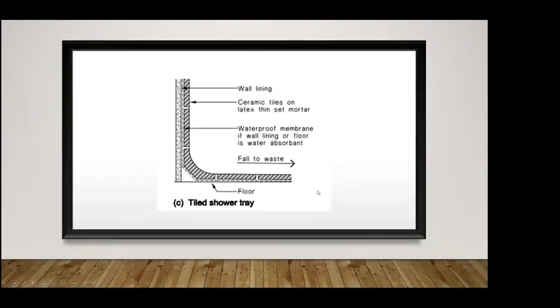And then you've got tiled shower trays. There's some that have a tray system that is designed to be tiled, and the wall tiled. There's other ones that are fully dependent on the waterproofing membrane. They're probably the highest risk ones.